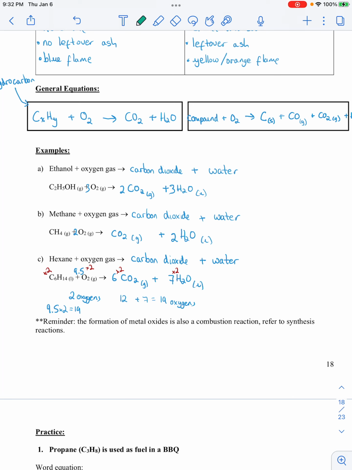So I've got a 1 really in front of my hexane, which I'm going to double to 2. My 9.5, I'm going to double to 19. I didn't leave room, but I'll put a 19 there. My 6 times 2 is going to become a 12, and my 7 times 2 is going to become a 14.